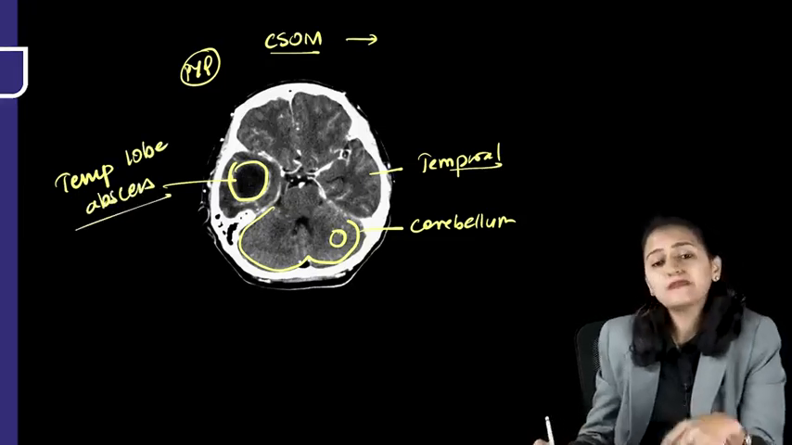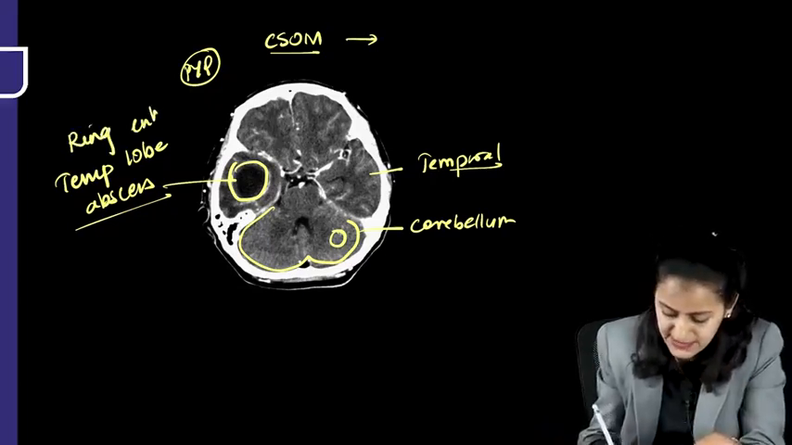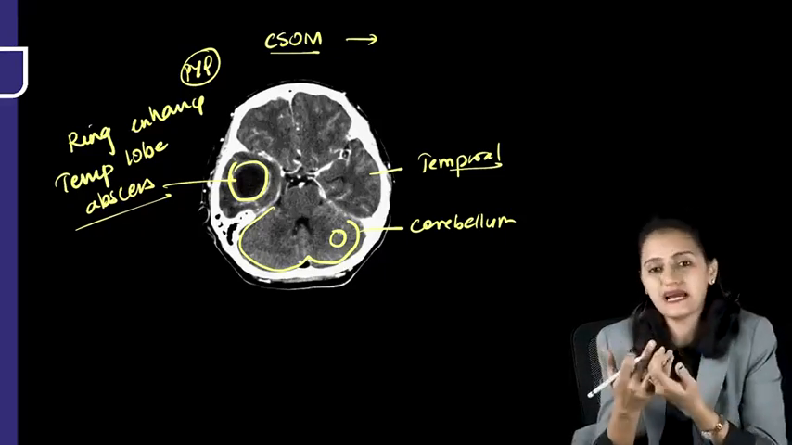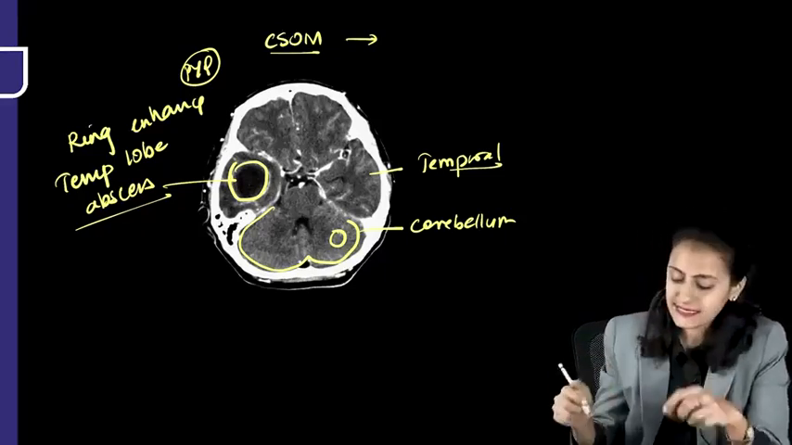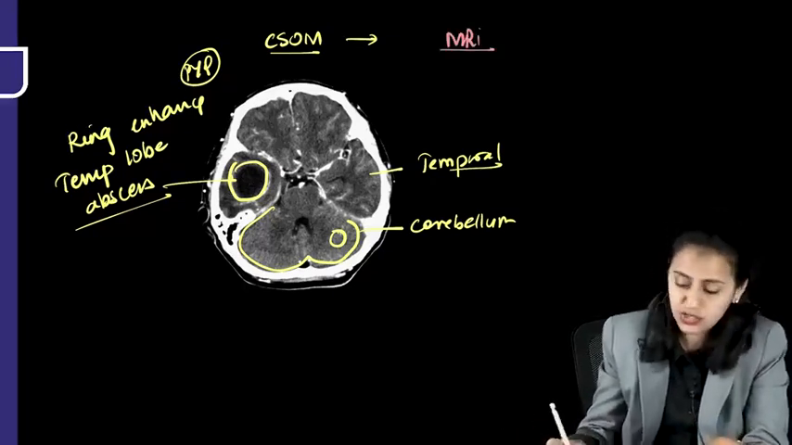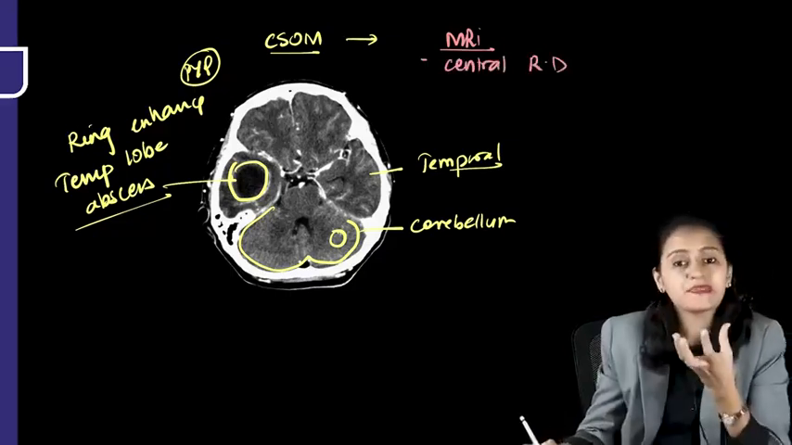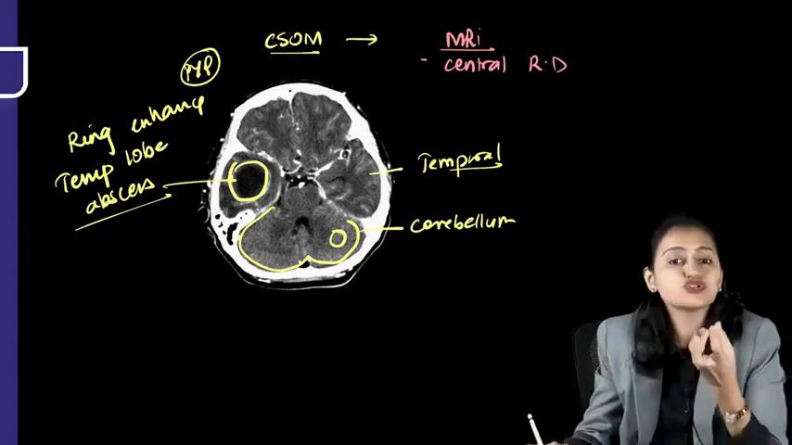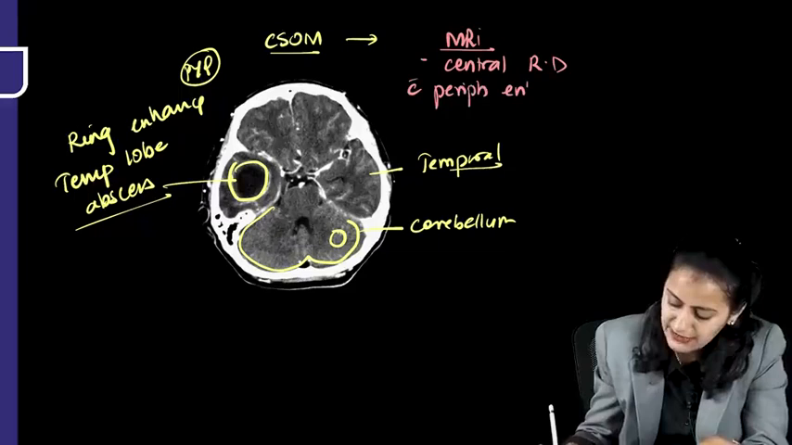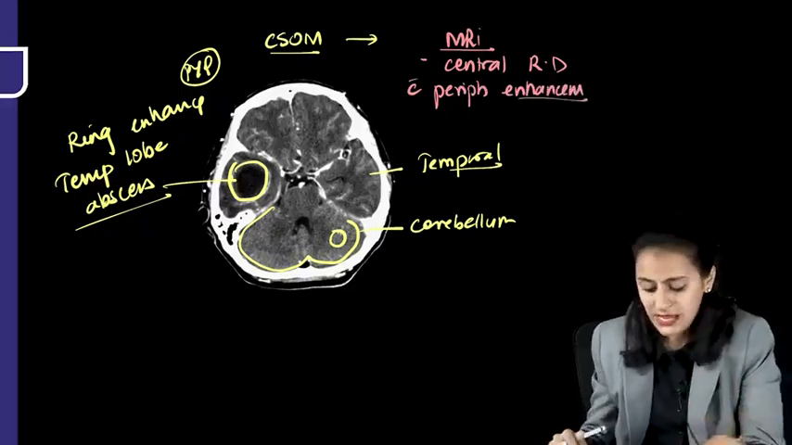Right, now abscess classically shows this ring enhancement. It's a ring enhancing lesion because in the center it has pus, and that pus will not enhance. So this is a ring enhancing lesion. If you do MRI in a patient of brain abscess, what does it show? It shows central restricted diffusion. The thick pus in the center shows the central restricted diffusion, with peripheral enhancement. That is what we see with brain abscess.